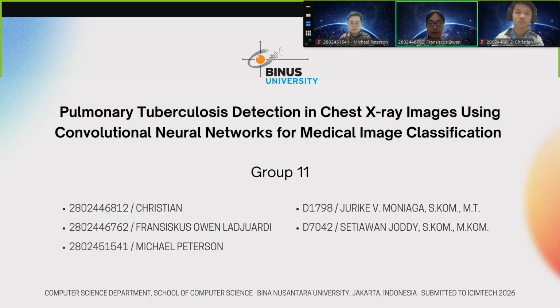We are Group 11 from the Computer Science Department at Bina Nusantara University. Today we will present our work submitted to ICMTech, which is titled Pulmonary Tuberculosis Detection in Chest X-ray Images Using Convolutional Neural Networks for Medical Image Classification.